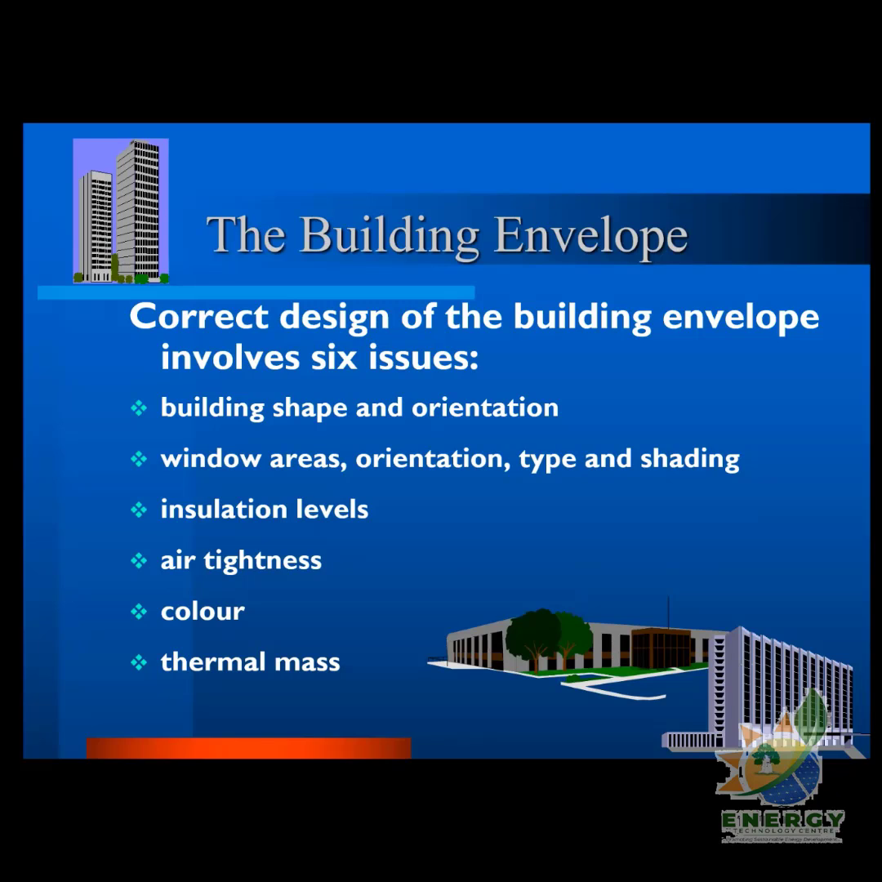Now, the first one is the building shape and its orientation. Then windows, orientation and type and shading, insulation levels, air tightness, and the color. The last one will be the thermal mass. So I'll take these ones one after the other and then go through each of them.